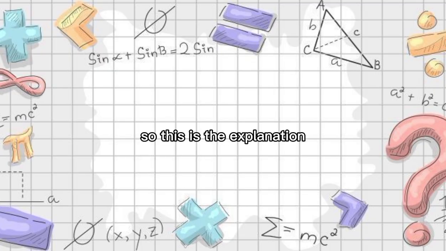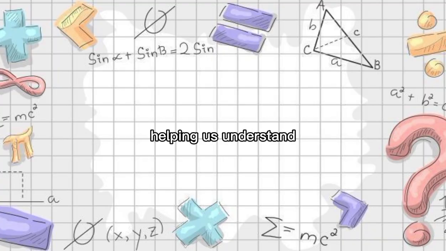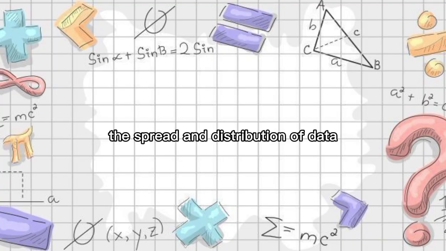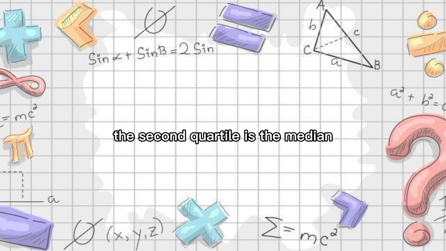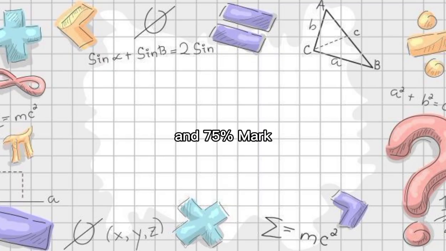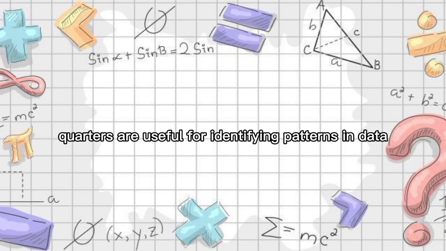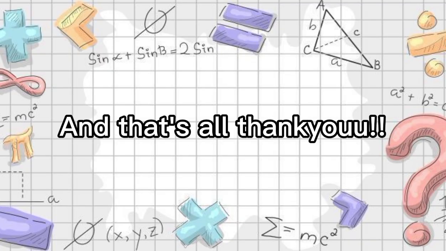So, this is the explanation. Quartile divides a data set into 4 equal parts, helping us understand the spread and distribution of data. The first quartile represents the 25% lowest values. The second quartile is the median, and the third quartile represents the 75% mark. Quartiles are useful for identifying patterns in data, outliers, and trends. And that's all. Thank you.